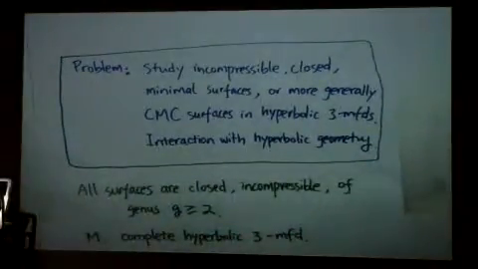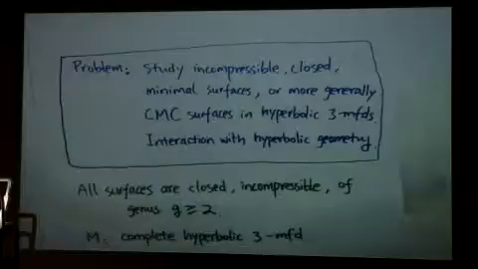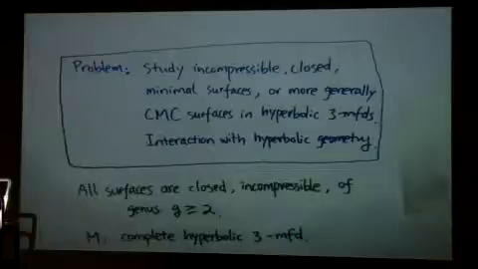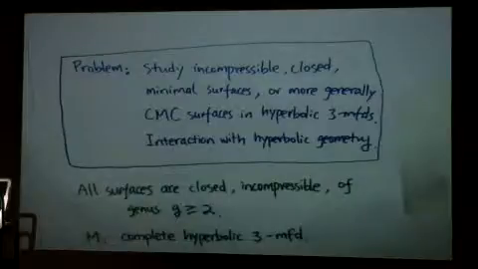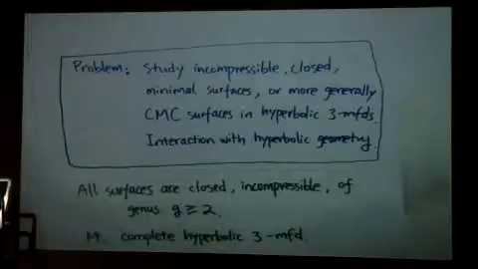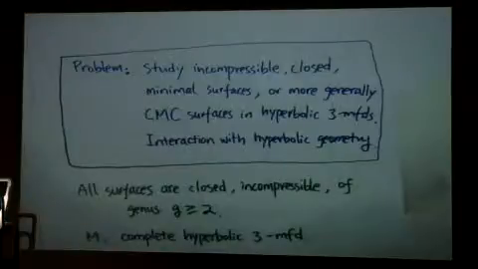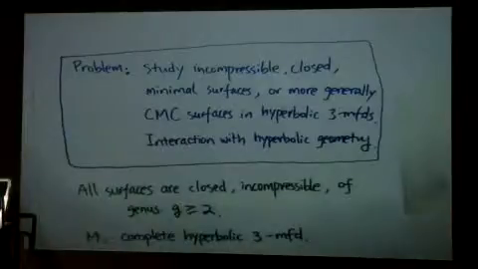So here's the basic problem: to study minimal surfaces, or more generally constant mean curvature surfaces, in hyperbolic string manifolds. The surfaces I'm interested in will always be incompressible, closed, of genus at least 2. Those Riemann surfaces come with their own hyperbolic structure, and I want to look at the interaction between, for instance, the conformal or hyperbolic structure on the surface and the ambient manifold. Everything I say here will be joint work with Bigo Wang.